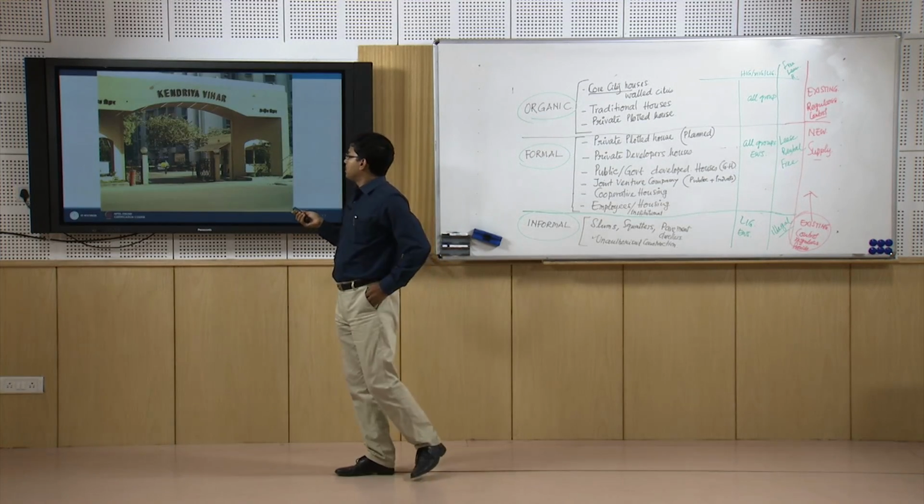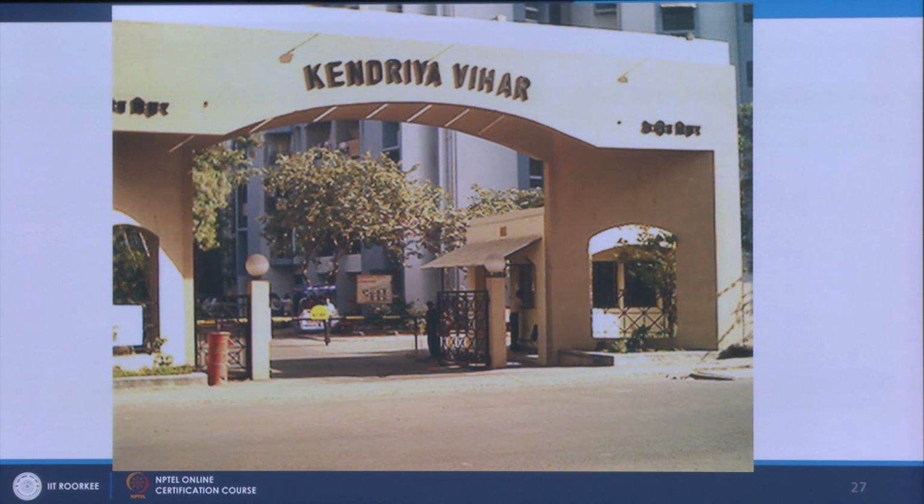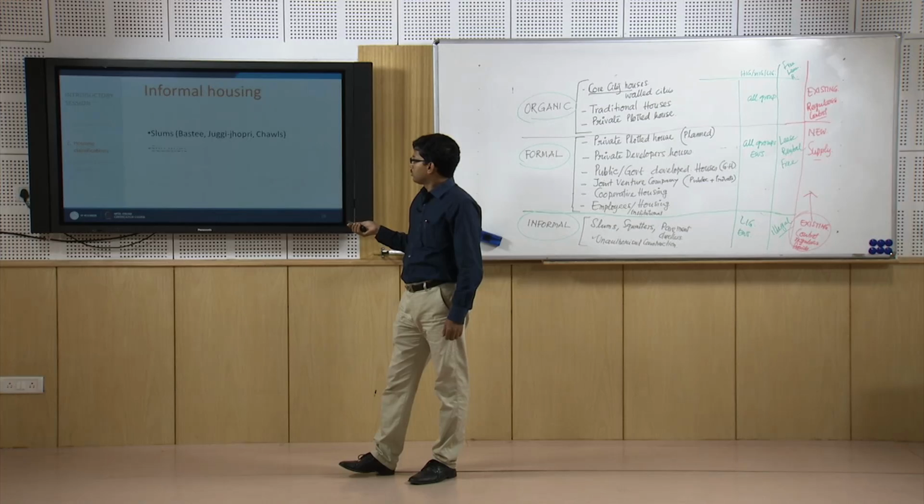Now this is the employees' house. The Government of India or various state governments build different kinds of employees' houses like this for their own employees. So now in the last slot we will see some examples of informal housing.